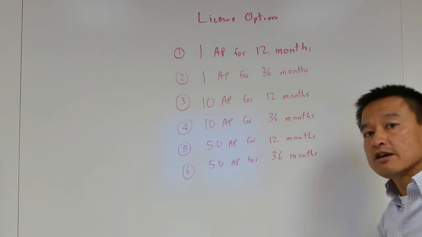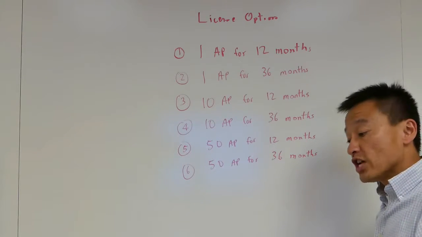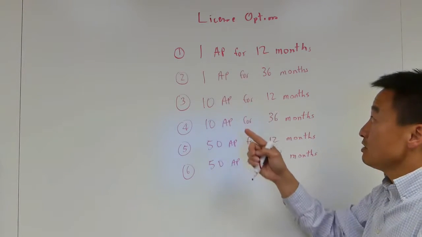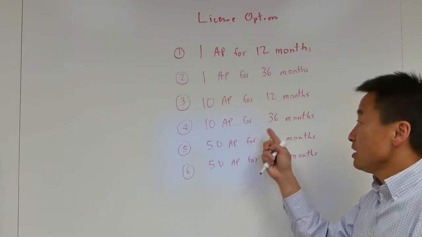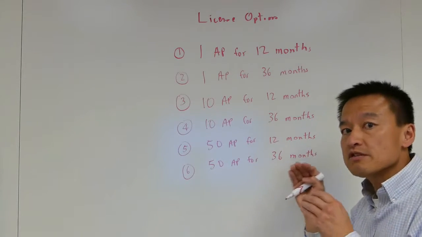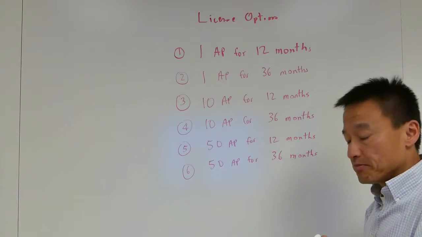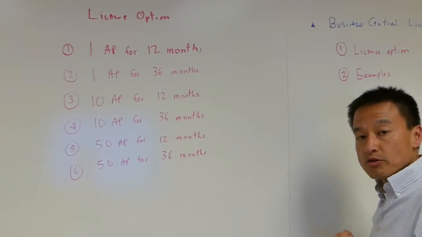Now, the one great thing about Business Central is that these licenses don't associate to a specific AP. You can use this one AP license for 12 months for any of the APs you have in a network, same thing for 10 AP, 36 months. It doesn't tie specifically to an AP. The best way to explain this is using some examples that I will put together.